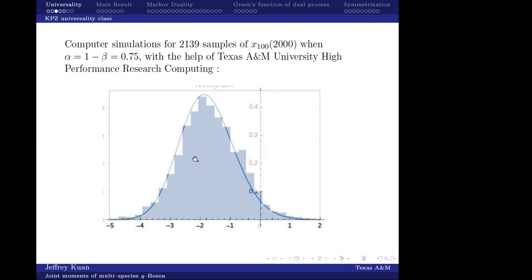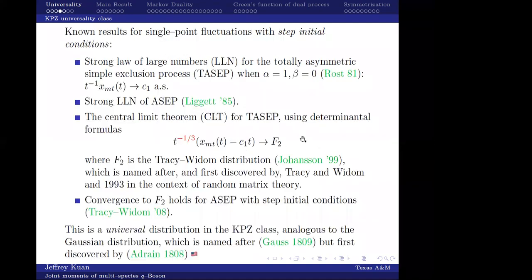Okay, so this distribution has been studied before. So I'll give a little bit of historical context. These are the single point fluctuations with step initial conditions. There are other works, for example, with stationary ASEP. But just for the sake of time, I'm focusing on step initial conditions.